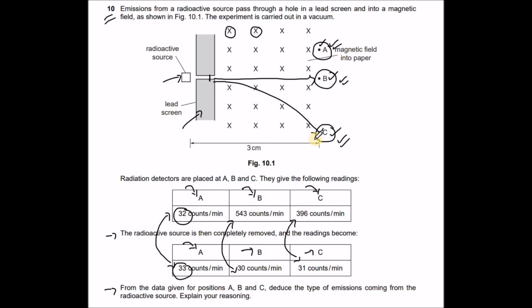How can you differentiate whether C is receiving alpha or beta? That is very simple. Oppositely charged particles like alpha and beta deflect in different directions. By using Fleming's left-hand rule, we can recognize that the radiation received is beta in nature. So you can write the detail of the answer like this.